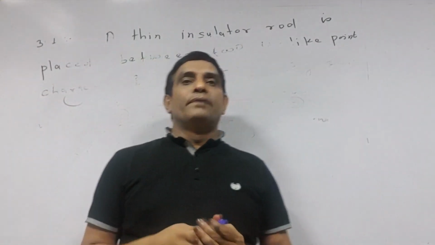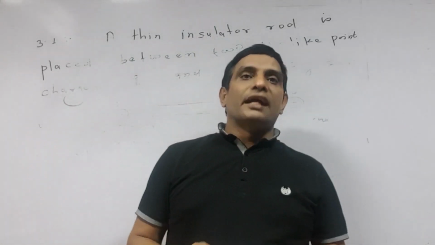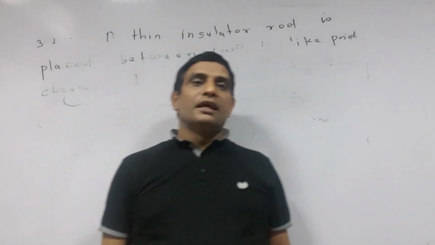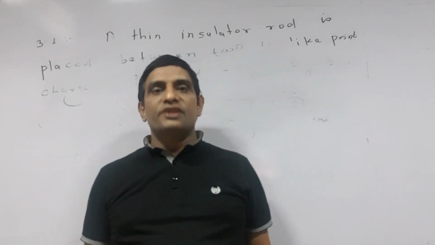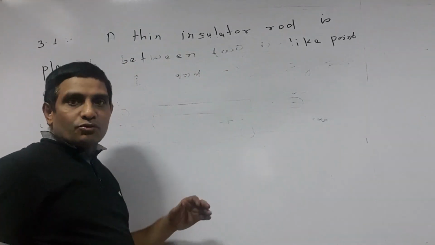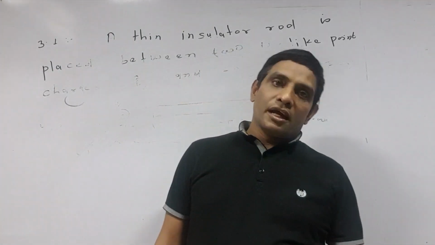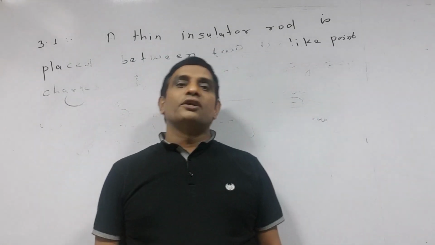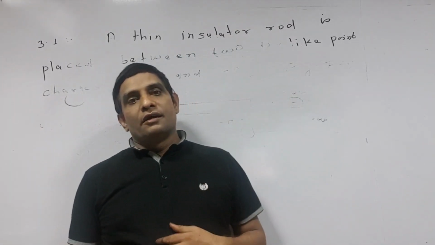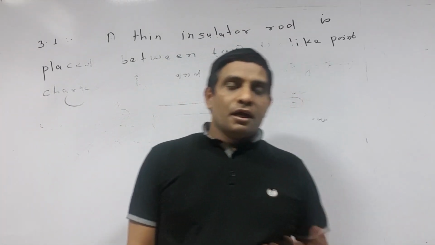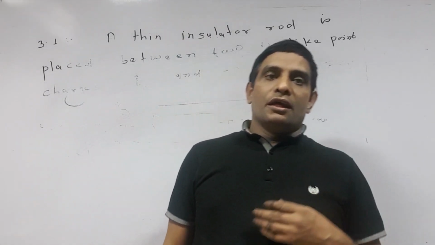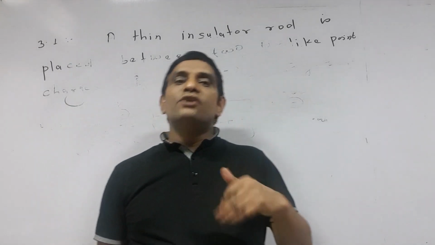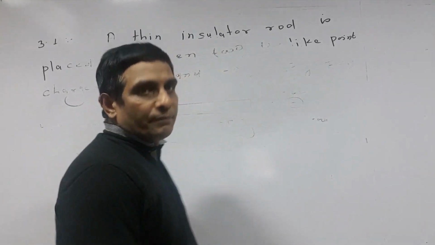This problem is based upon electrostatic induction. As we know, electrostatic induction takes place in conductors as well as in insulators. Here your rod is an insulator. In the case of a conductor, electrostatic induction takes place due to rearrangement of free electrons in the conductor. But in the case of an insulator, electrostatic induction takes place due to arrangement of induced dipoles of the material.